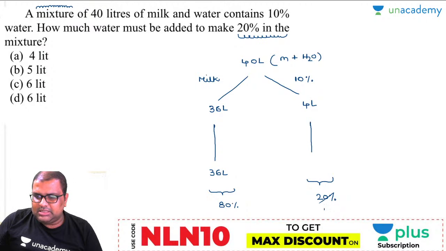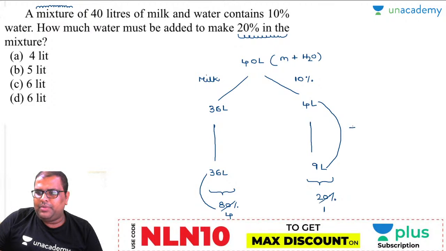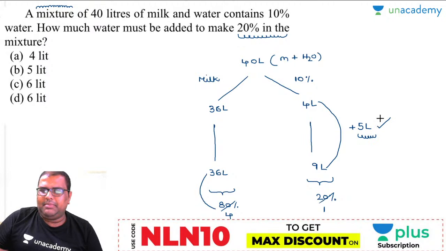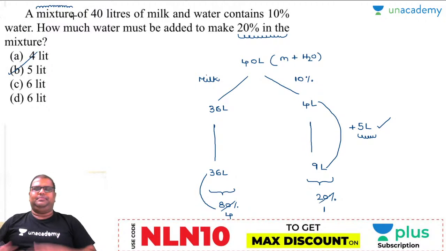Now 20 and 80, so the ratio is 1 to 4. 4 parts value is 36 liters. Now how much will be 1 part value? Will it be 9 liters? Will you accept this? Now look here, in the previous jug water was 4 liters. In the present jug it is 9 liters. How much water did you add? Is it 5 liters of water? Are you getting my point? And your option is B.